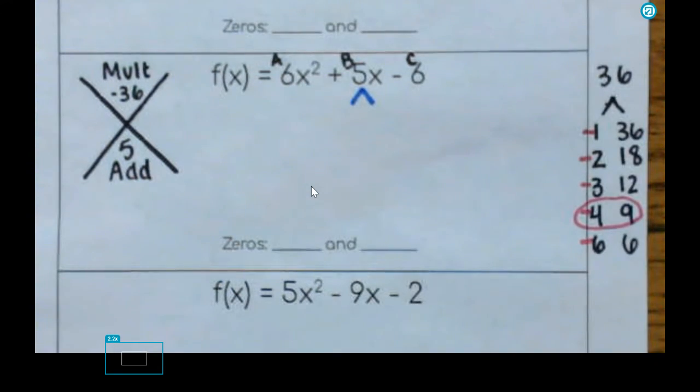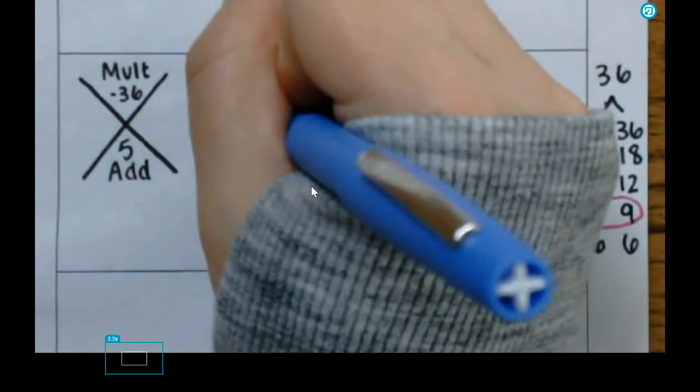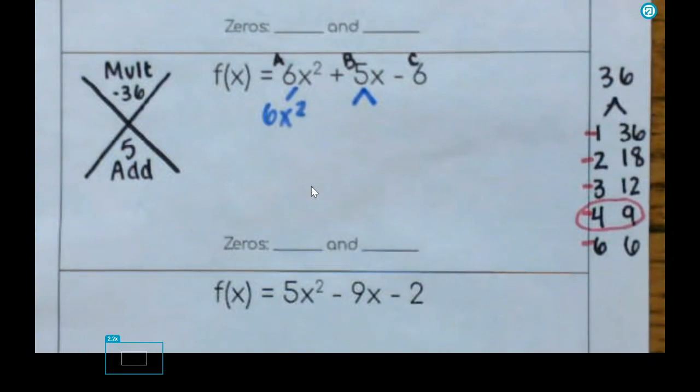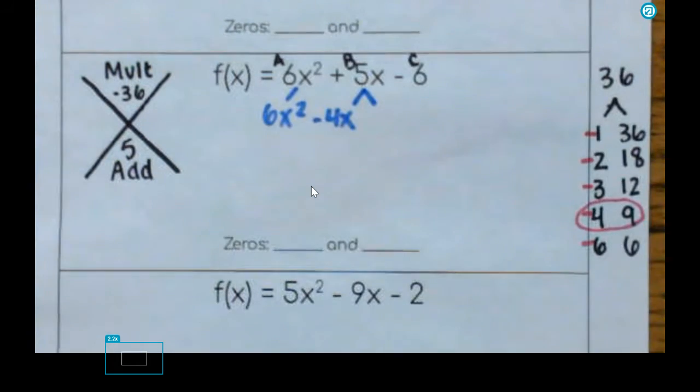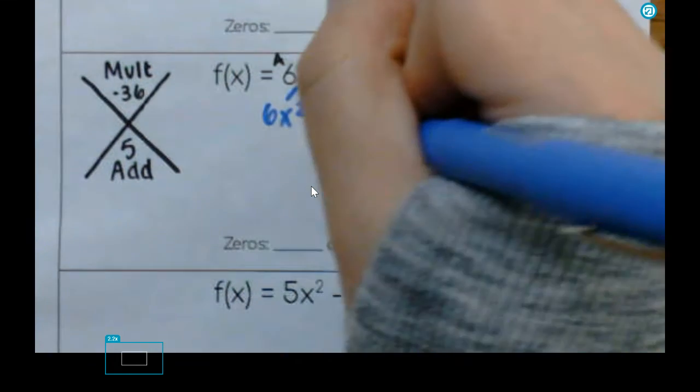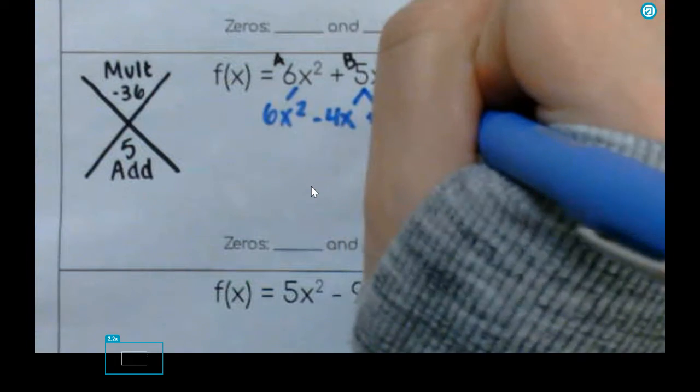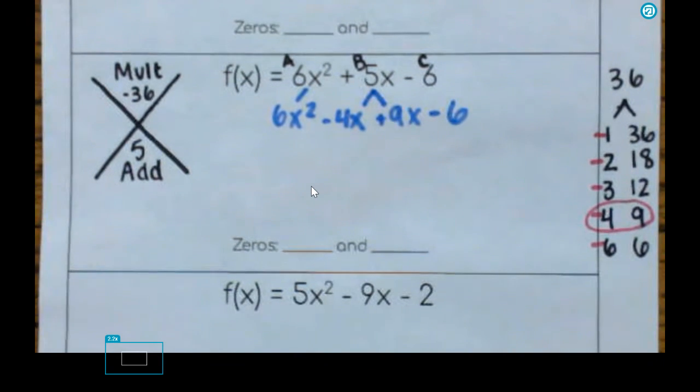So then that means that middle term splits up into minus 4x plus 9x. So my first term stays the same, 6x squared. Then I've got minus 4x plus 9x minus 6. And the reason why we're allowed to do that is negative 4x plus 9x, we can combine like terms and get back to 5x. So we're uncombining like terms, essentially.